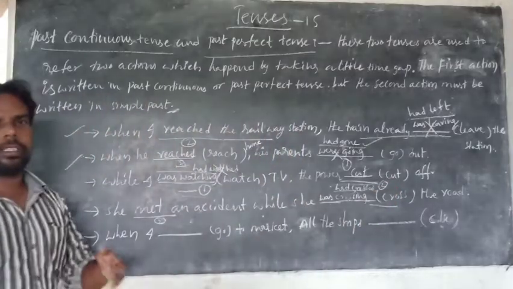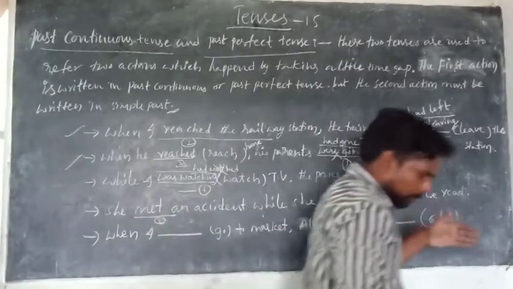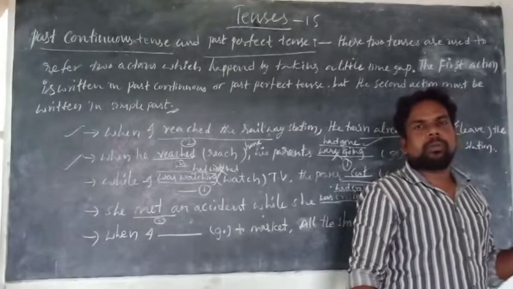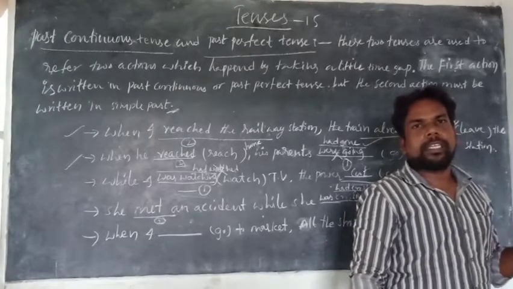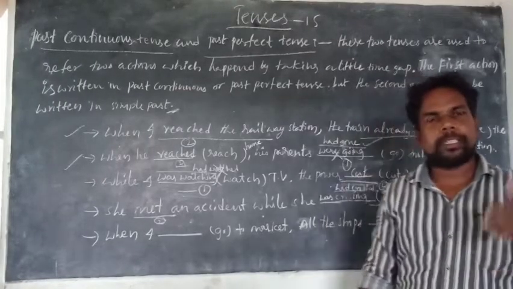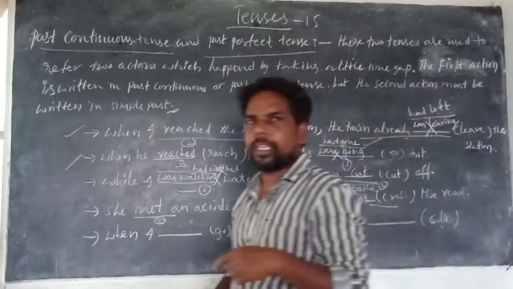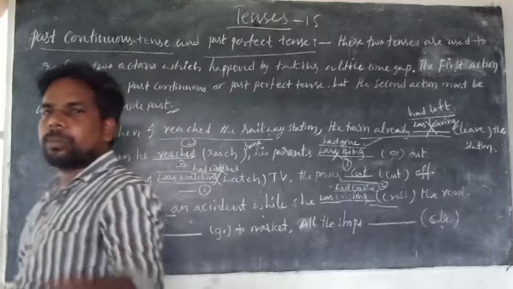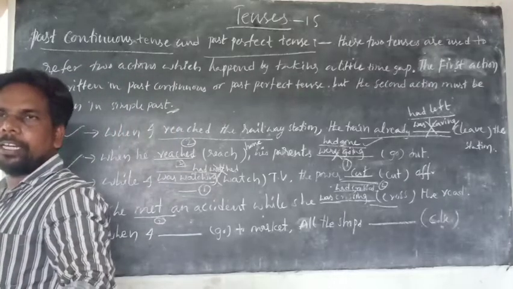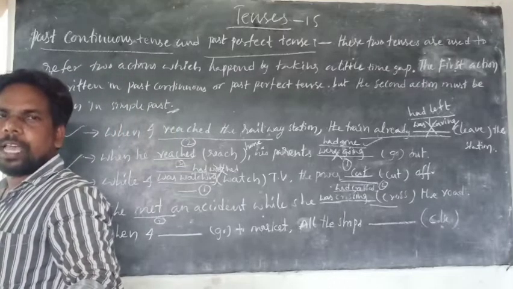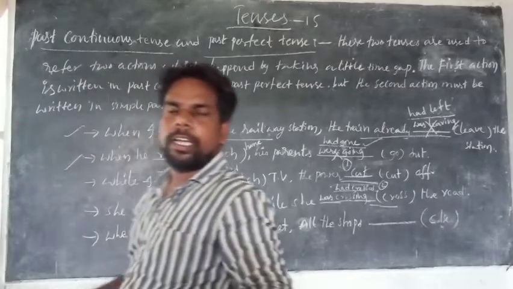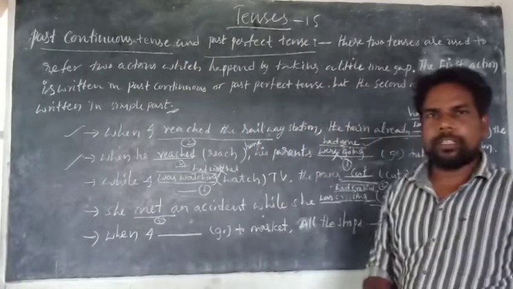Had crossed means what is that? You already crossed the road. Is it possible to have an accident? There is no possibility. Where there is a possibility to have an accident is while you are crossing the road; there is a most possible chance to be hit by any vehicle. Is it clear what I am saying?